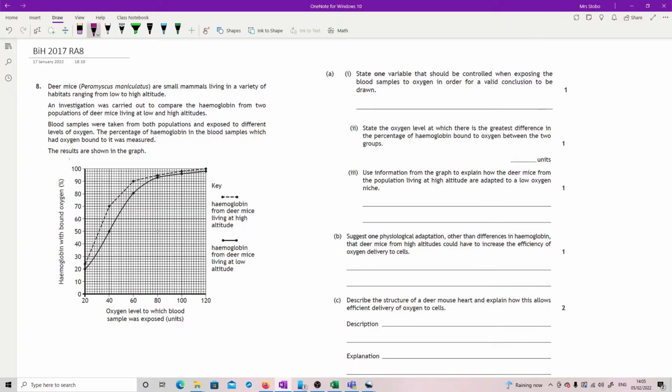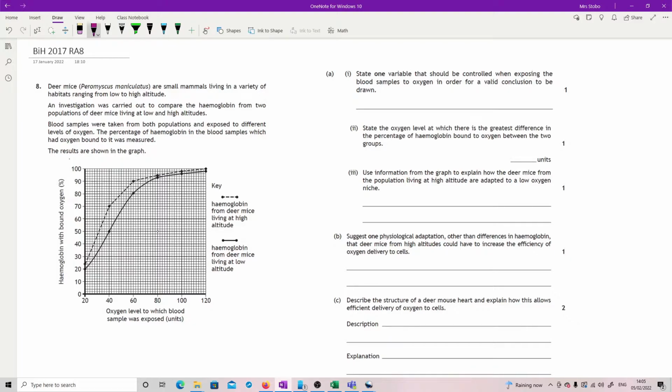Okay, question 8. Deer mice, not even going to attempt to say that at all, are small mammals living in a variety of habitats ranging from low to high altitude. An investigation was carried out to compare the haemoglobin from two populations of deer mice living at low and high altitudes. Blood samples were taken from both populations and exposed to different levels of oxygen. The percentage of haemoglobin in the blood samples which had oxygen bound to it was measured. Results are shown in the graph.